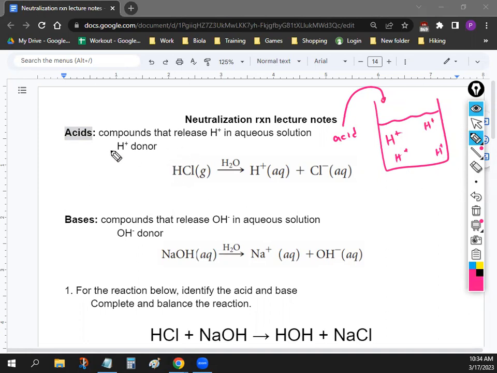Okay, so if you guys want to write that acids are H plus donors, that's probably the easiest way to think about it. So an example of an acid is HCl. You put HCl inside of water, it turns into H plus and Cl minus. So if you notice, it's going to increase the amount of H plus inside of your solution. Okay, that's what an acid is.